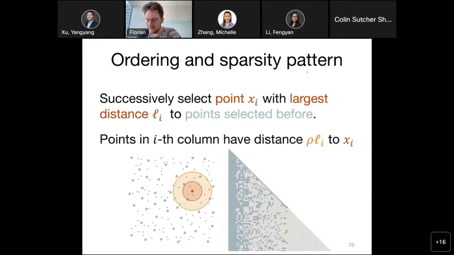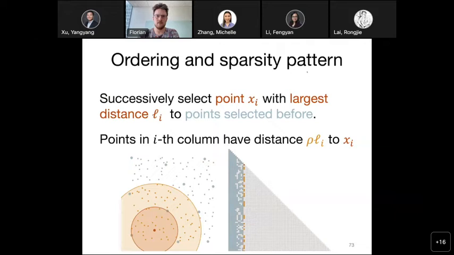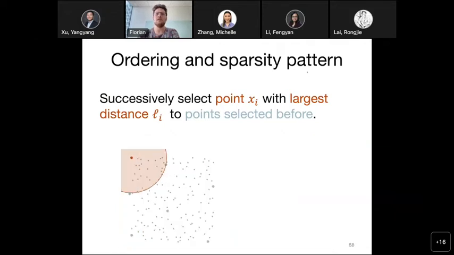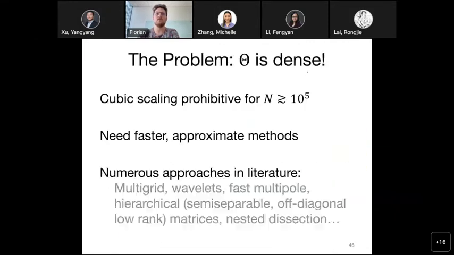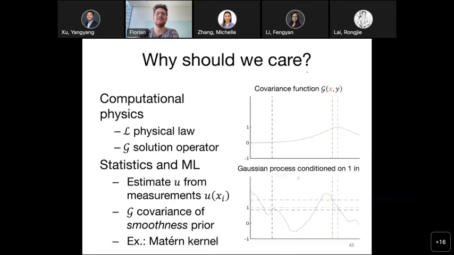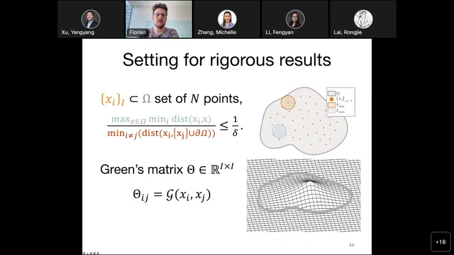Sorry, can I have a quick question? Just to clarify. So it's a given matrix theta. What is the xi again? The xi are the points that we use to construct it. Remember, we construct this matrix theta by plugging in pairs of points into the covariance function. If you want to think of this as discretization, they're the physical locations of the local discretization points. So this is only for the Green's matrix, not a general matrix, is that right? Exactly. Yes.